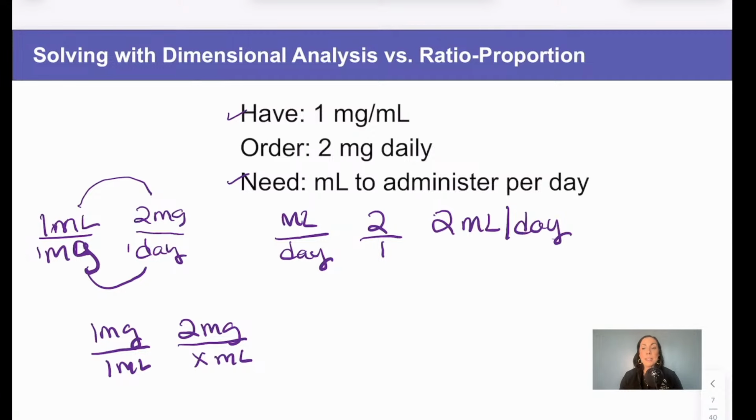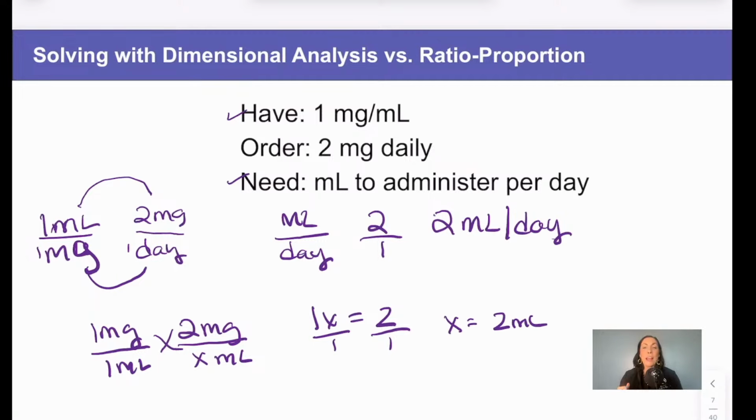So what was that step? Do you remember? We want to compare and make sure that our numerators and our denominators match. And here we have milligrams on the top and we have milliliters on the bottom. So we're going to cross multiply here, and we're going to get 1x equals 2, and we have to divide to get x alone. So we get x equals 2 mLs.